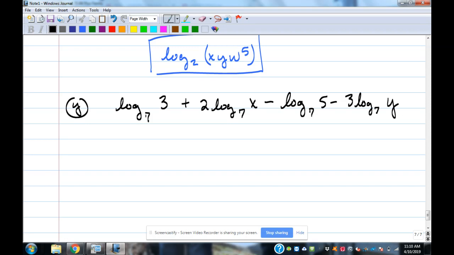What's going to go in the numerator of the fraction? 3x squared. So we're going to have log base 7 of 3x squared, because the 2 that was in front of the log base 7 of x goes up as an exponent, and then we're multiplying 3 times x squared because they're both added. The denominator is going to be the minus stuff. So we have 5 and y to the 3rd. What are they going to be doing in the denominator?